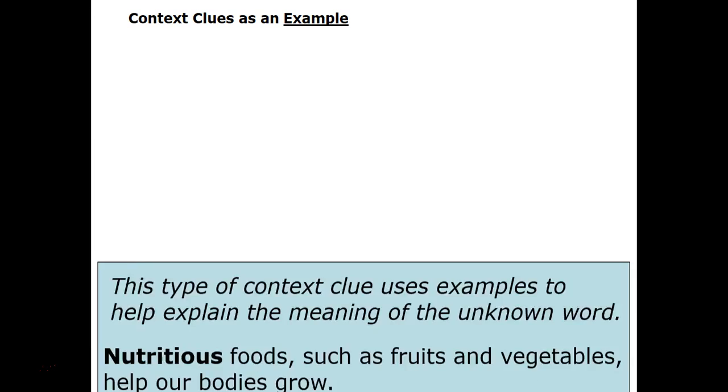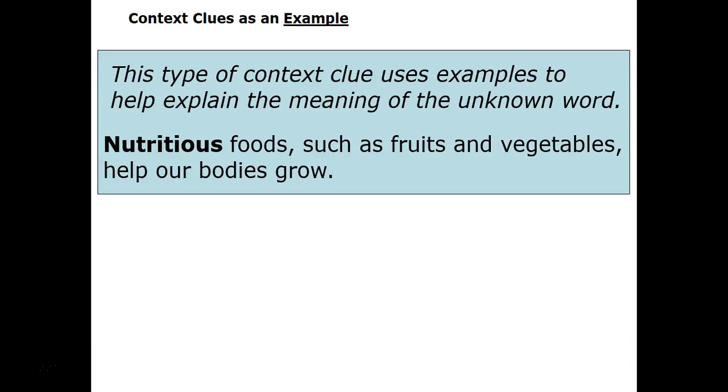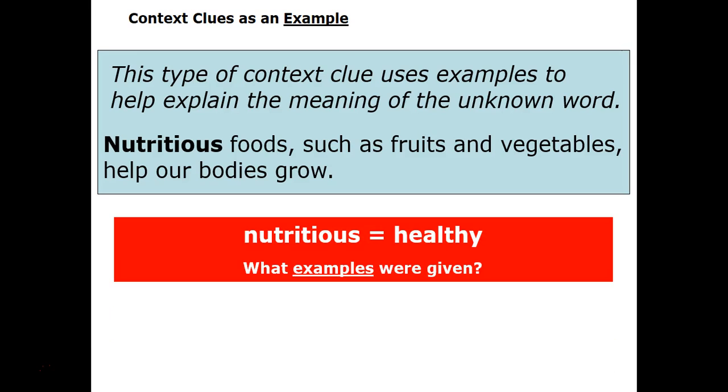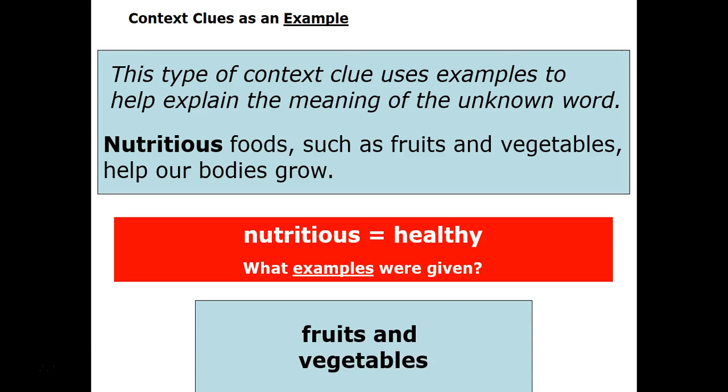Context clues can also be an example. This type of context clue uses examples to help explain the meaning of the unknown word. So nutritious foods, such as fruits and vegetables, help our bodies grow. Nutritious equals healthy. What examples were given? They gave us fruits and vegetables. So we know more about the word by the examples they give us.